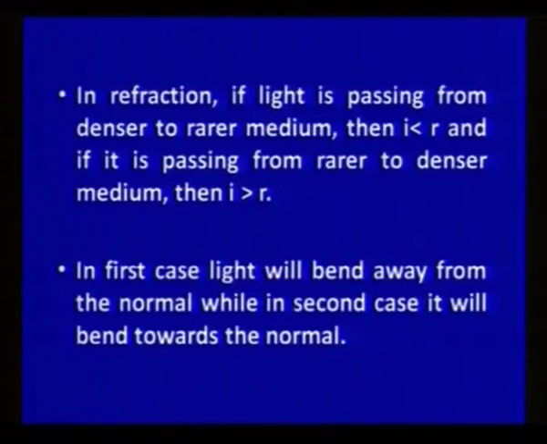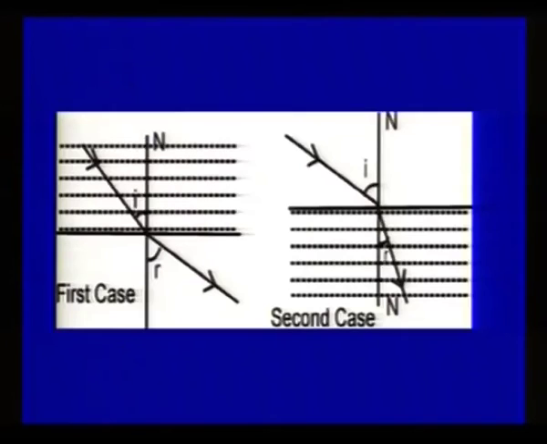Now, in refraction, if light is passing from denser to rarer medium, the angle of incidence is less than the angle of refraction, and if it is passing from rarer to denser medium, the angle of incidence is greater than the angle of refraction. In the first case, light will bend away from the normal, while in the second case it will bend towards the normal. So, this is how bending of light takes place during refraction. Here you can see in the first case the light is coming from denser to rarer, and in the second case the light is coming from rarer to denser medium.